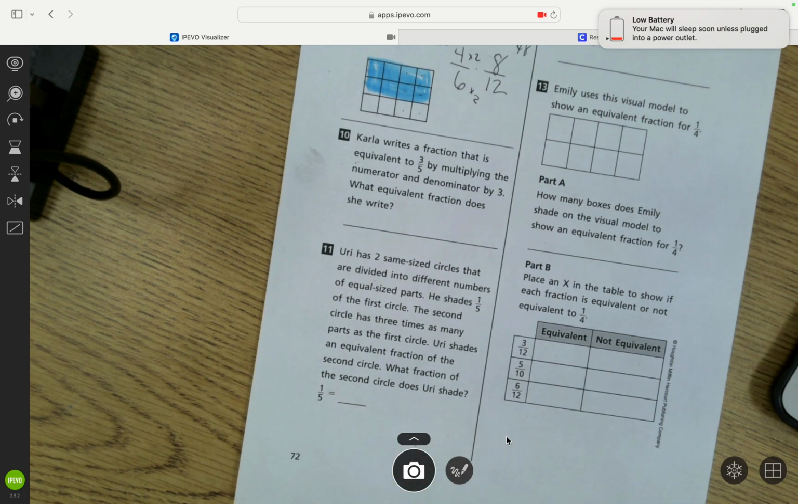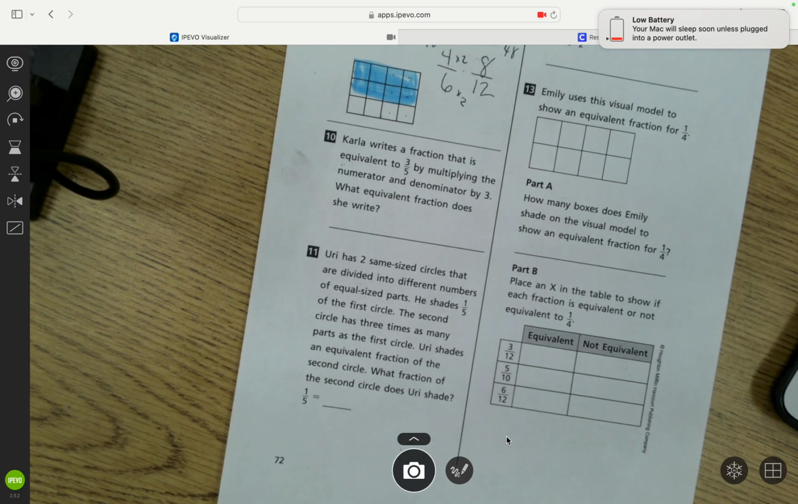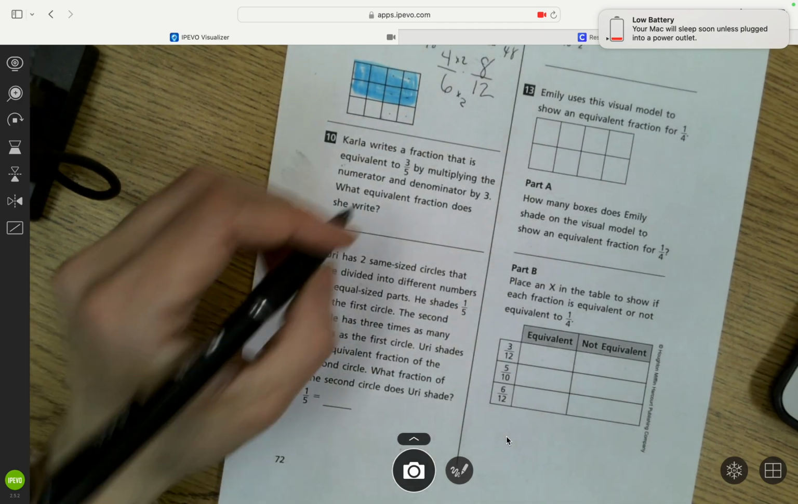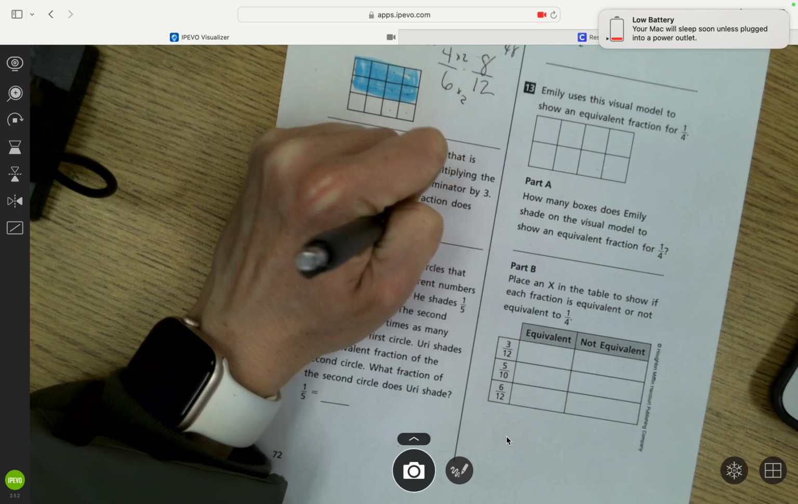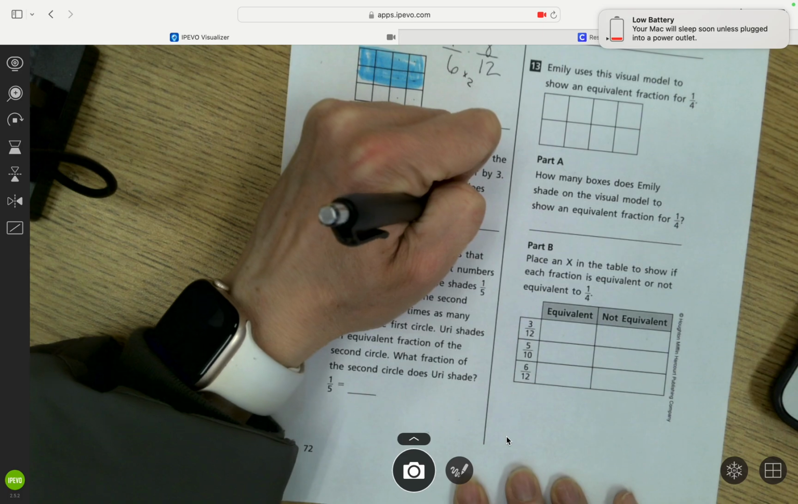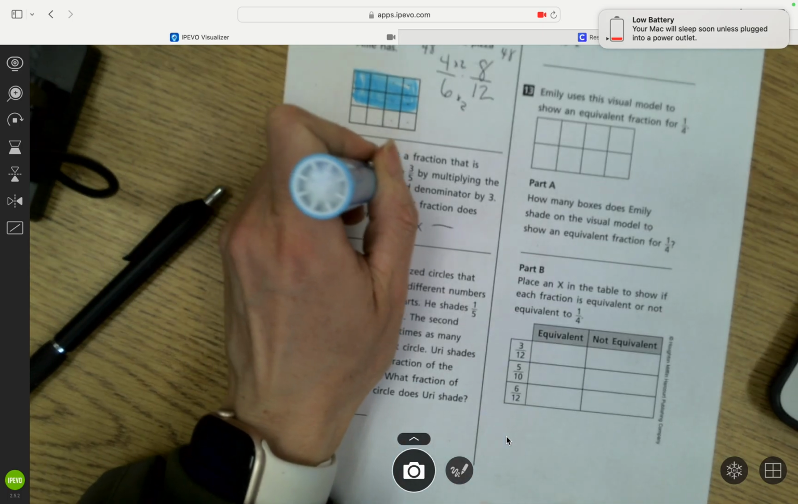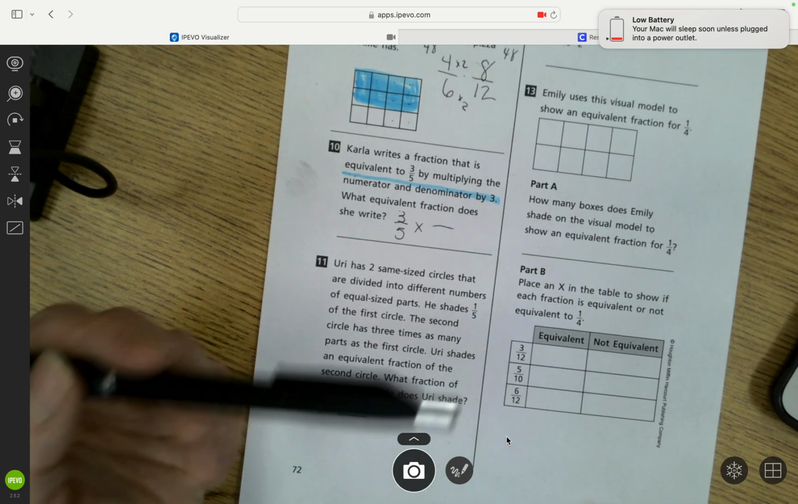All right, let's do number 10. Carla writes a fraction that is equivalent to 3/5 by multiplying the numerator and denominator by 3. What equivalent fraction does she write? All you have to do is put 3/5 times, what did she multiply it by? A fraction with the numerator and denominator that is 3, by multiplying the numerator and denominator by 3.